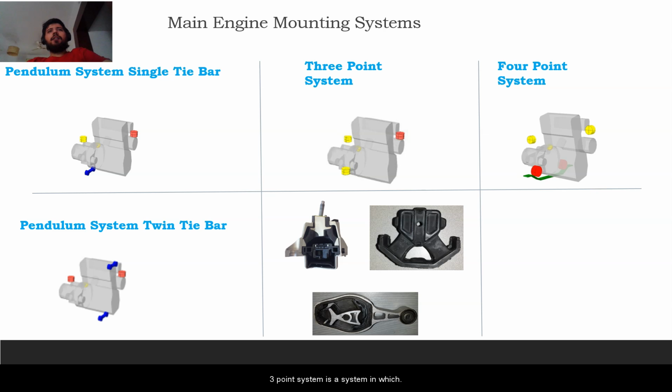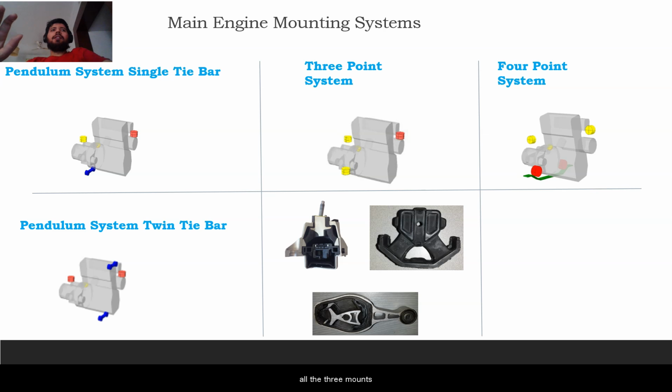A 3-point system is a system in which all the 3 mounts are load carrying and they also take up the torque in X and Z direction. In a 4-point system, again, we have 4 mounts and they are load carrying as well as torque reacting in X and Z direction. So in the pendulum system, the task is a little bit separated.